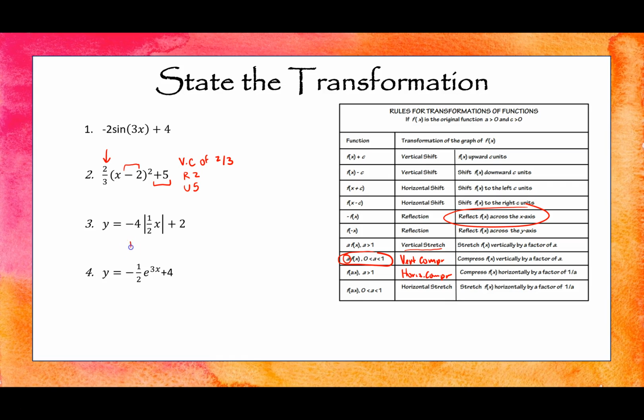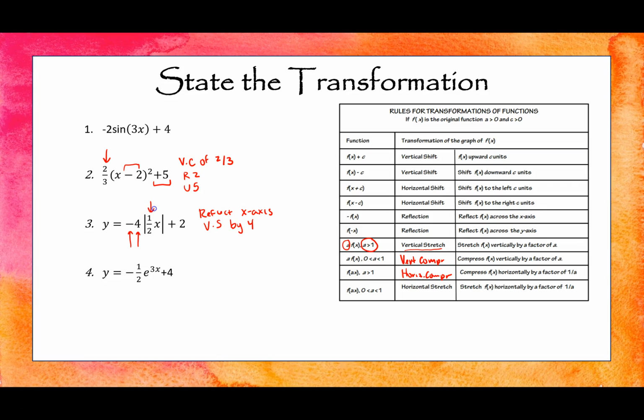Let's do number 3. Here we've got a negative on the outside, so that negative is going to be a reflection over the x-axis. Reflect over the x-axis. Okay, now we've got a 4 on the outside, and completely ignore the fact that it's a negative 4. We already dealt with the negative. Now let's just talk about the 4. So that 4 is on the outside, and my number is greater than 1. So that's going to be a vertical stretch by 4. You could say by a factor of 4 as well.